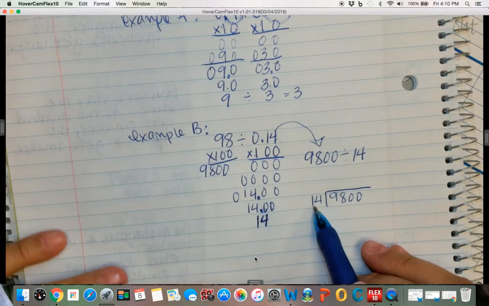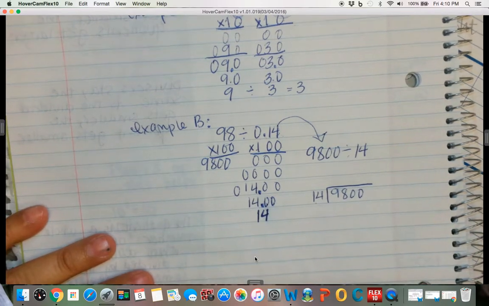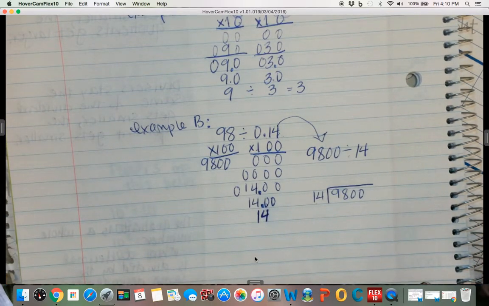So 14 goes into 98 how many times? I'm going to give you a minute to think. Try it out before I give you the answer. And if I go too fast, you can pause it and try and do it on your own.